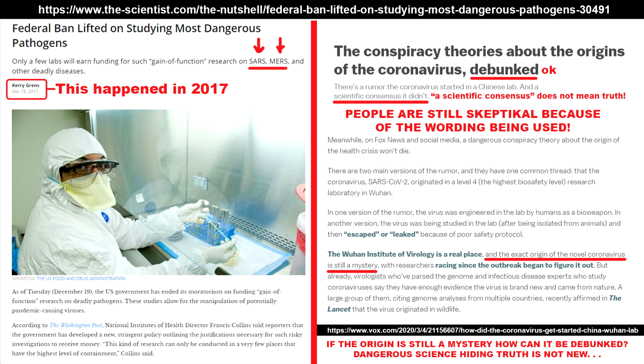Now, what I did notice is there's definitely a boost of articles talking about conspiracy theories being debunked. But I like to also look at the terminology when someone is drastically trying to stop the people from having just a point of view until total truth comes out. Ways for them to remain vigilant. Now, back in 2017, on the left side of the screen here, you'll see that there's an article that came out on January 18th, 2017. It says federal ban lifted on studying the most dangerous pathogens, and it just so happens to say that only a few labs will earn funding for such gain of function research on SARS, MERS, and other deadly viruses.